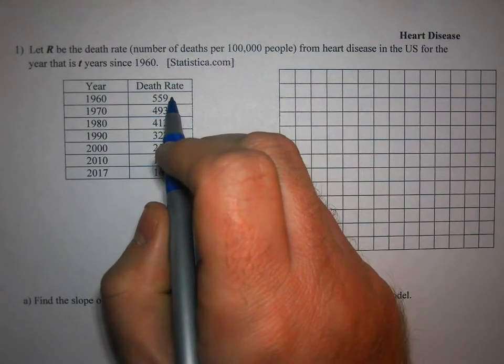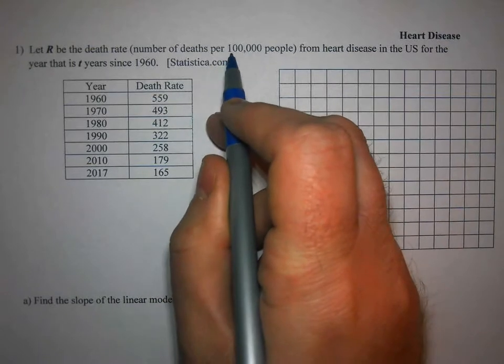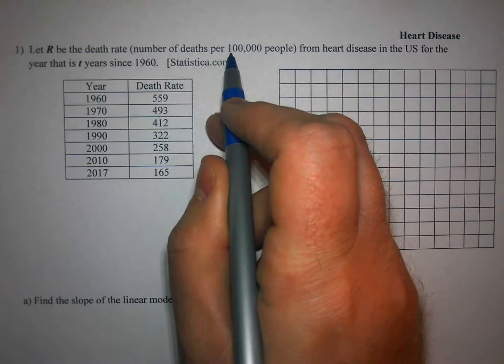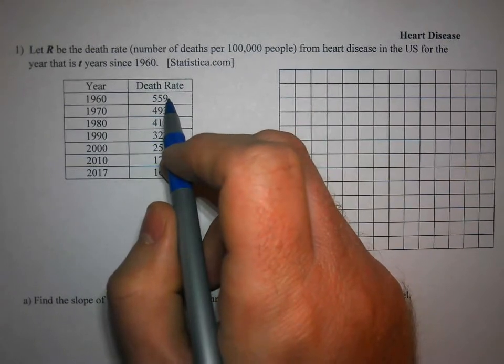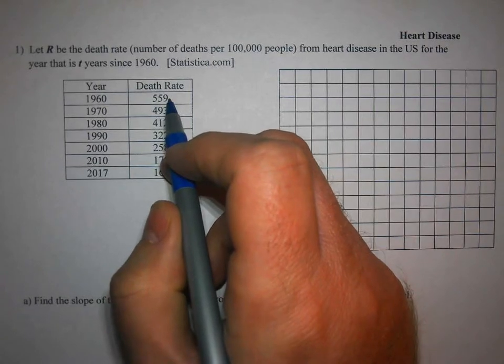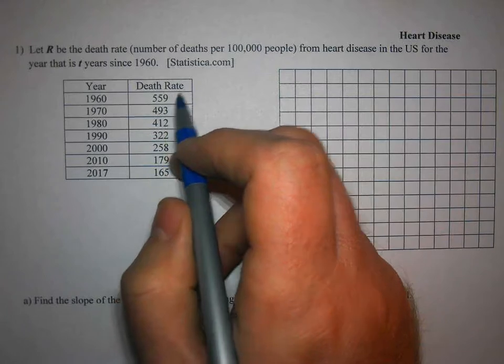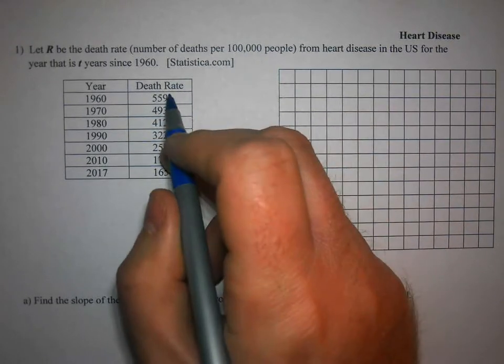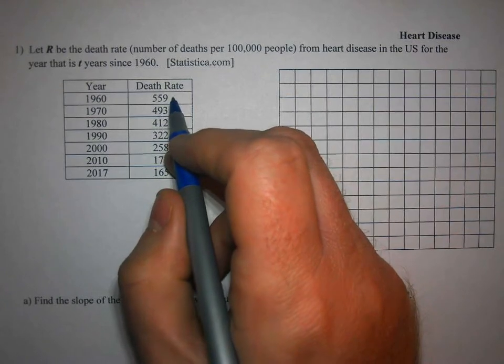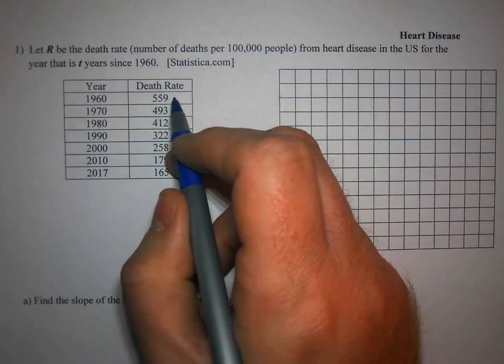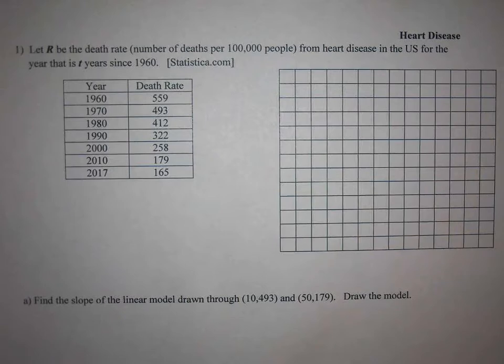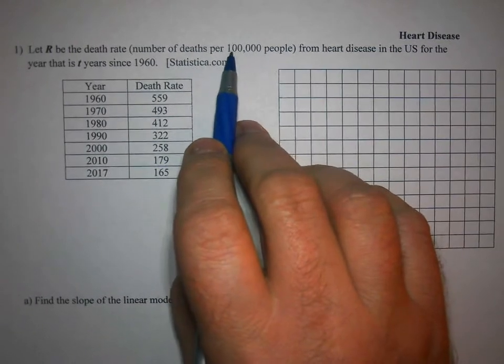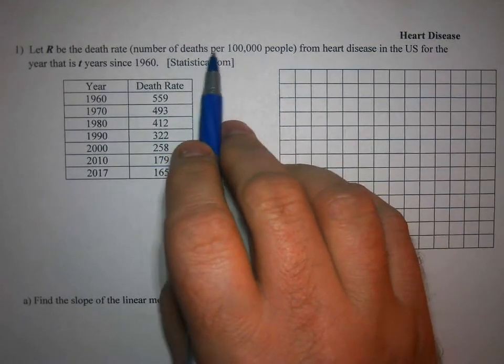due to heart disease. If there were 200,000 people in the population, you would expect 559 times 2 to be the number of people that died due to heart disease. If there were 1 million people in the population, that's 10 times 100,000, so you would expect 5,590 deaths due to heart disease.